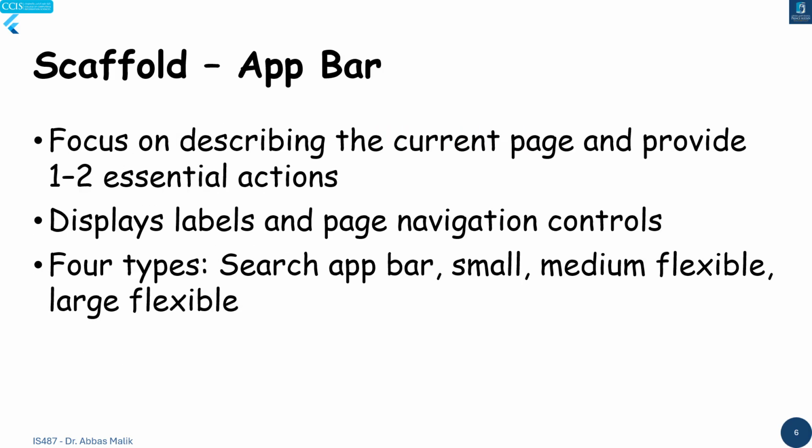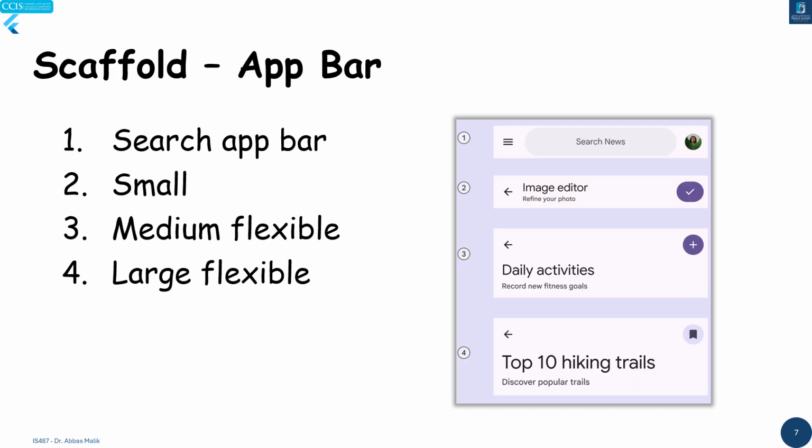So let's look at the AppBar. It focuses on describing the current page and provides one or two essential actions. It displays labels and the page navigation controls, in four different types. It exists inside our new Material 3 framework or specification: search app bar, small, medium and flexible, and large flexible. Here are some examples where you can see that we have the search bar right on top, then we have a small, then we have a medium. Based on our requirement, we can decide which type of app bar we want to use.